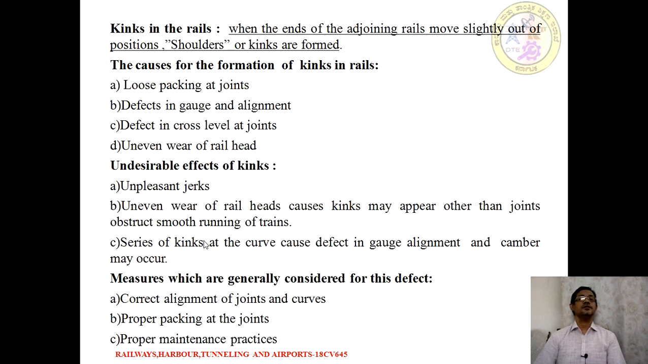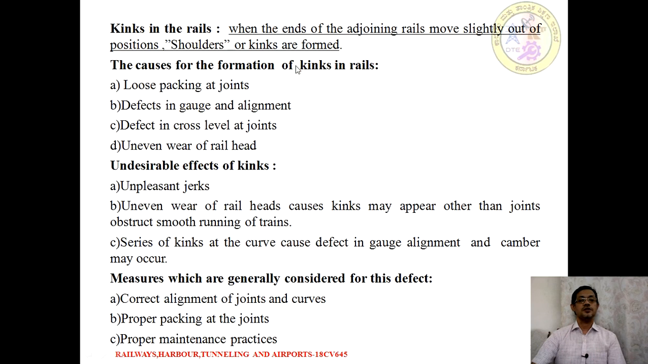Moving on to the next defect, that is called kinks in rail. Kinks in the rails are formed in an adjoining rail when it is moved from its original position, especially at the end or the shoulder. So we expect kinks at the end. Those are called kinks in the rail.